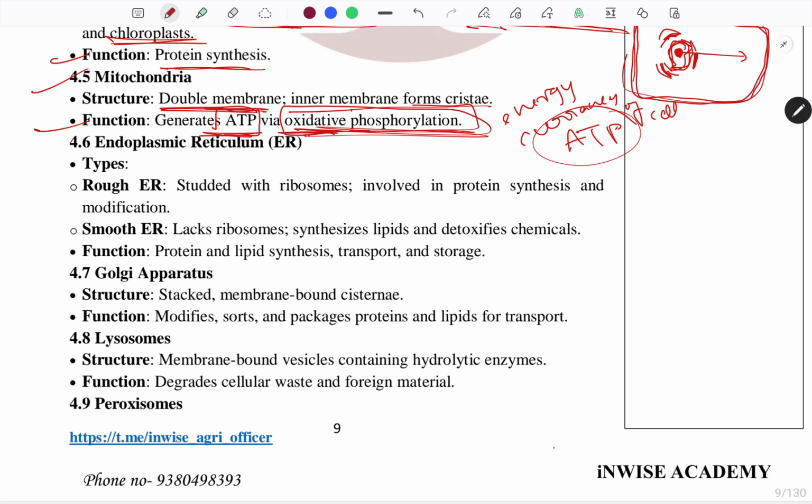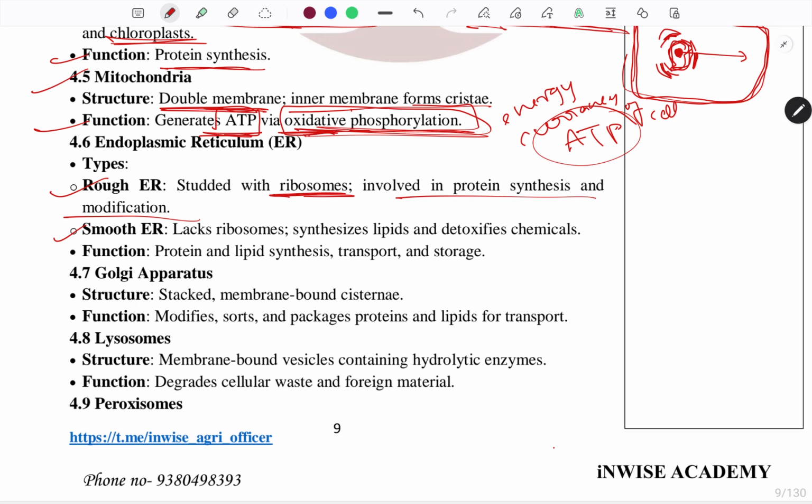There are two types of endoplasmic reticulum present in a cell: rough endoplasmic reticulum and smooth endoplasmic reticulum. Rough endoplasmic reticulum, why this name? Because so many ribosomes are sitting on the surface of this endoplasmic reticulum, it looks like a rough structure. That's why it is called a rough endoplasmic reticulum. Mainly, it is involved in protein synthesis and its modification.